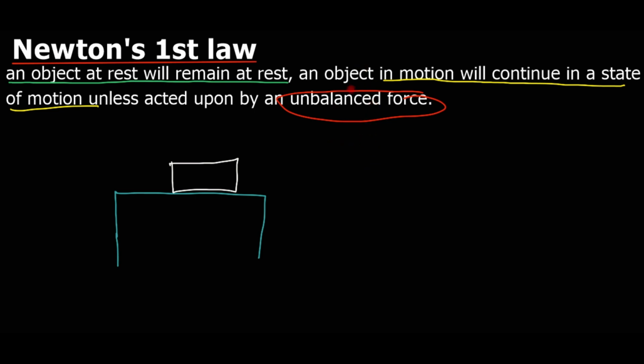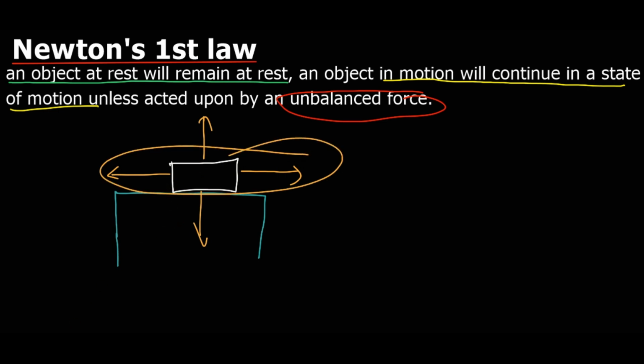Let's understand an unbalanced force. When any object is stationary, the forces are balanced. The object does not go up or down, so the upward and the downward forces are balanced. And the object does not go to the left or to the right, so these forces are balanced. But the moment this object moves, now the forces are no longer balanced. So that is why it says unless acted upon by an unbalanced force. So that is this first part.